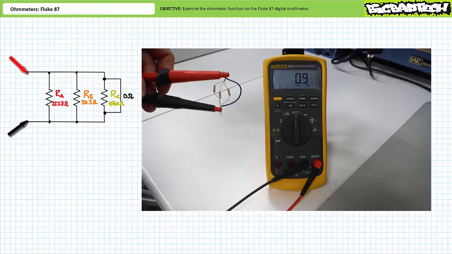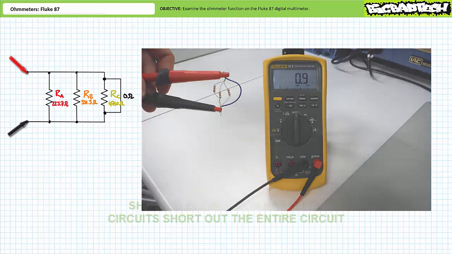What happens if we return resistor A to its original configuration, and short out resistor C? The ohmmeter demonstrates the total resistance of the entire parallel combination, including a shorted element, is now extremely low, again implying that a shorted resistor C has effectively shorted out the entire parallel combination.